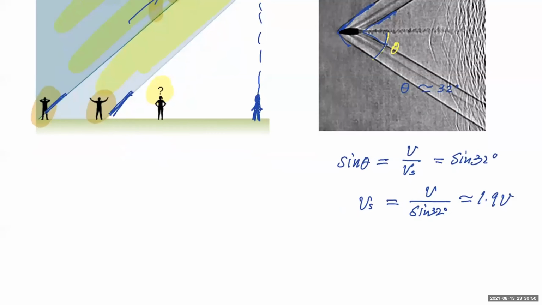So we can also say Vs equals 1.9 Mach. What does Mach mean? 1 Mach means the speed is equal to that of sound. 2 Mach means the speed is twice that of the sound. Okay, so this is 1.9 Mach. Again, you can get that from the angle.